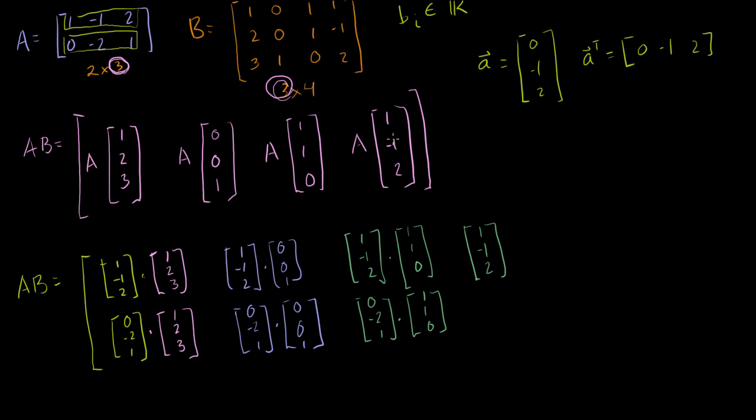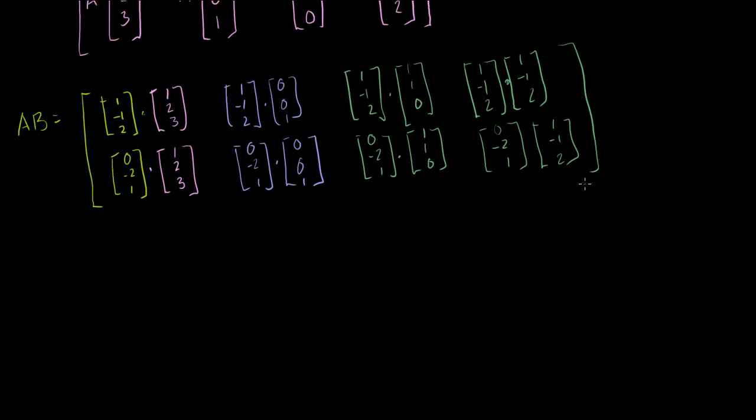And then finally, the last two entries are going to be the top row of A, 1, -1, 2, dotted with this column vector, 1, -1, 2. Put a little dot there. Remember, we're taking the dot product. And then finally, this second row of A, so 0, -2, 1, dotted with this column vector, 1, -1, 2. And that is going to be our product matrix. This looks very complicated right now, but now we just have to compute it. And dot products tend to simplify things a good bit.